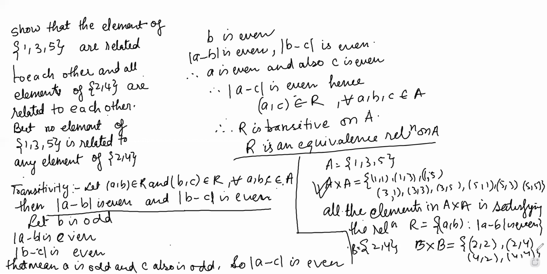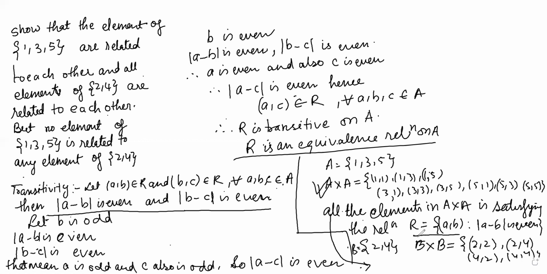Is it satisfying the relation? Can all the elements of B cross B be present? Yes or no? Tell me, beta. Yes, all the elements satisfy it, because it is reflexive, it is transitive, and it is symmetric also. So again, write the same statement here: all the elements in B cross B are satisfying the relation.